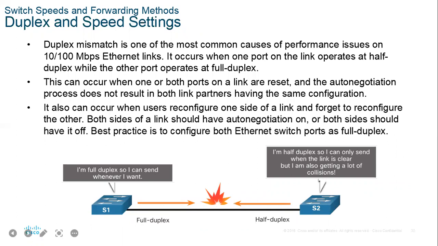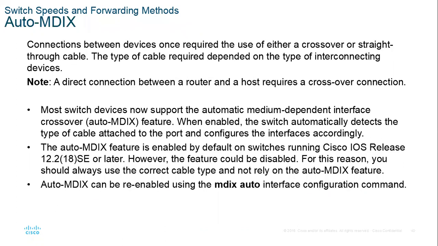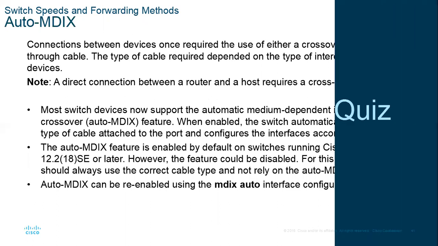Yes, so if this side is full duplex and this side is half duplex, of course you're going to have issues. Things are not going to be as fast as possible. Okay, so auto-MDIX is the feature that does the correction. You can always configure that on older switches to enable it.